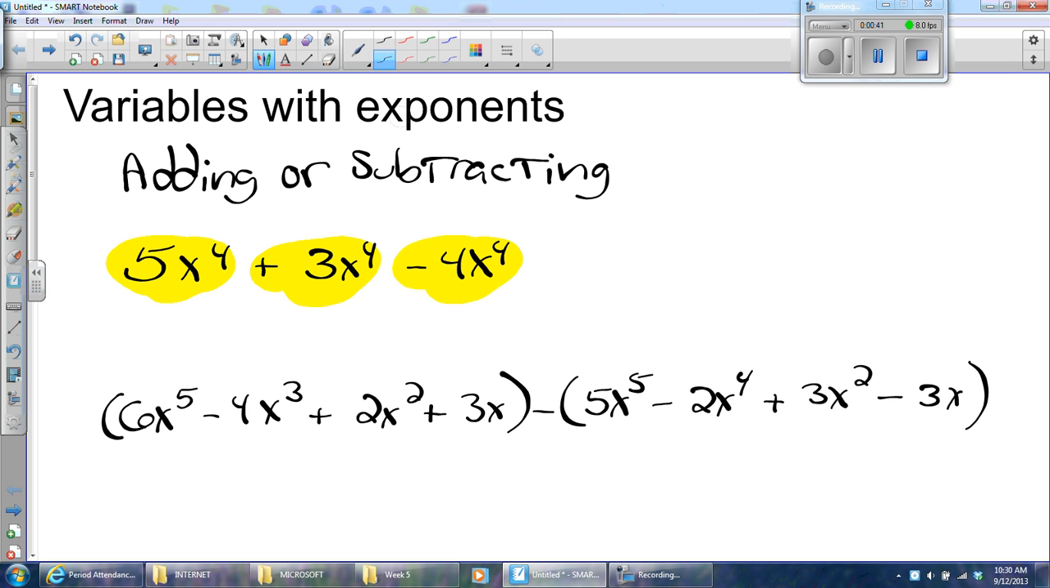I'll bet you Evan can tell me the answer. Go ahead, Evan. Figure it out. All right, let's see here. Yeah, Evan, you're absolutely right: 4x to the fourth. Very good. All I did was combine my like terms.